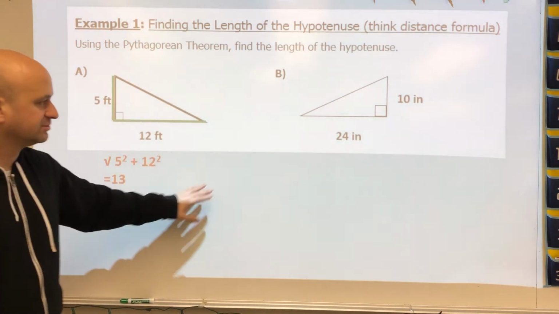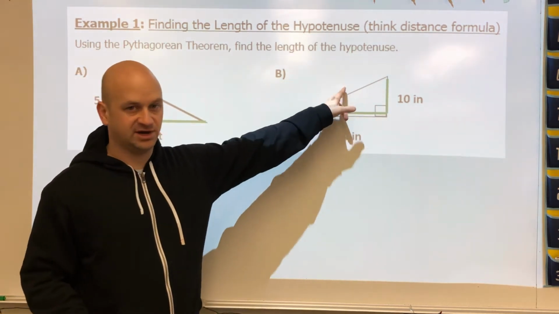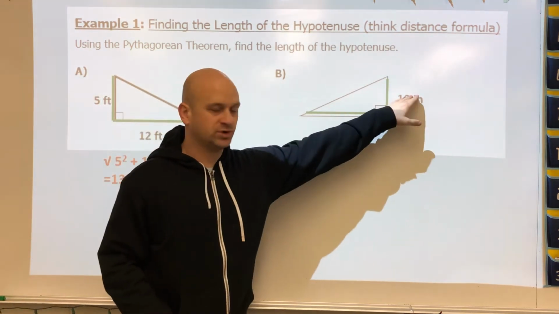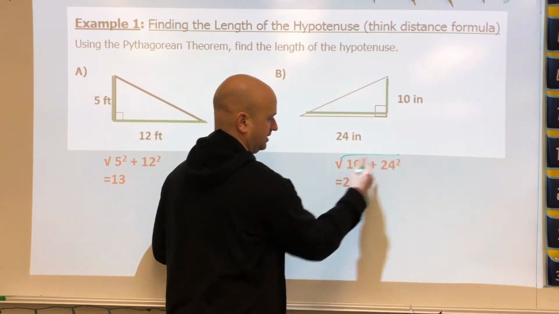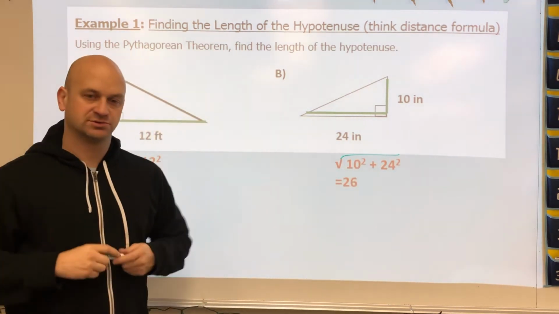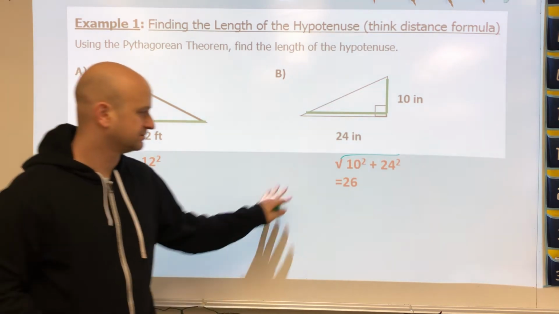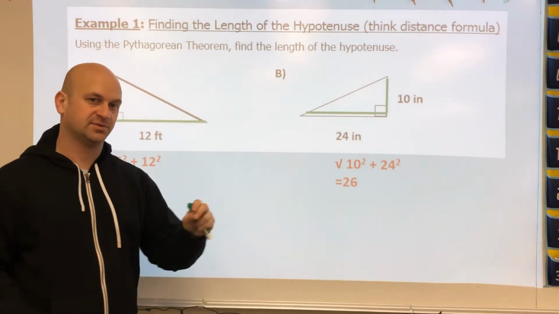In the second example, again, we trace the legs, and we are looking for the hypotenuse now. Since we're looking for the hypotenuse, we're going to square both of these numbers, add them together, and all of that will go under the square root sign, and you should get 26 as your answer for that question. Okay, so that was an example where we're trying to find the hypotenuse.